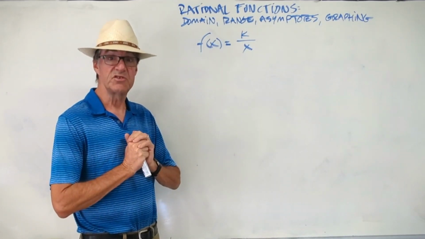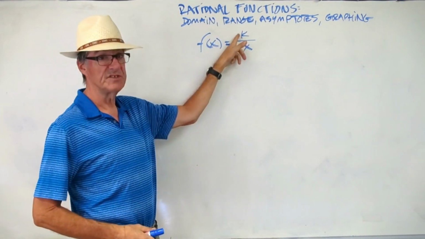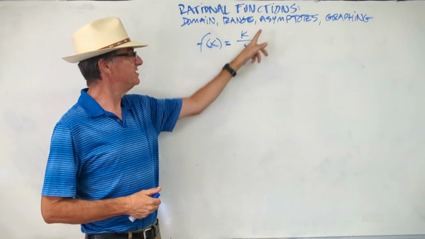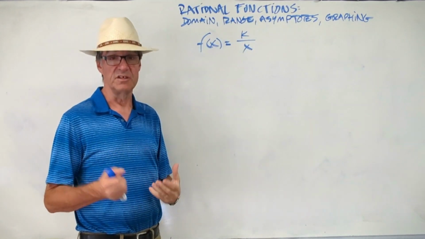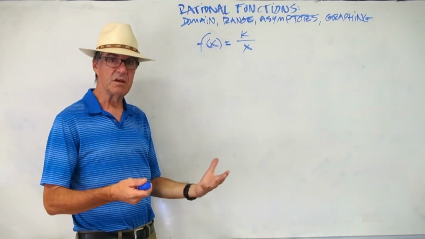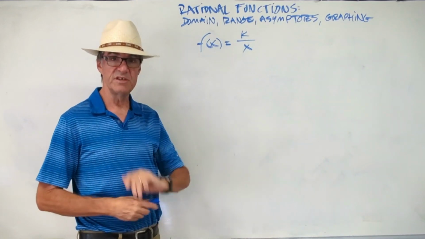But right now we're just starting with a rational function in the form f of x equals some constant k over x. You'll notice that our variable is in the denominator of a fraction. That's what makes it a rational function, and that's what gives it its unique graph, its unique behavior. So let's take a look. Actually, pause the video for a sec.